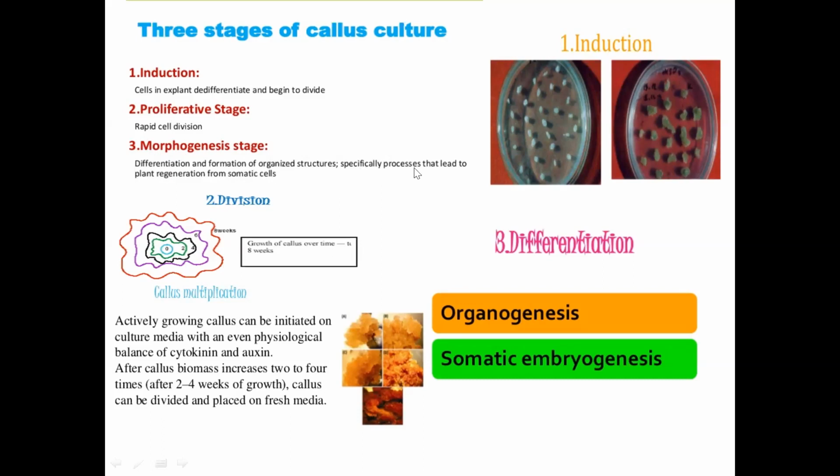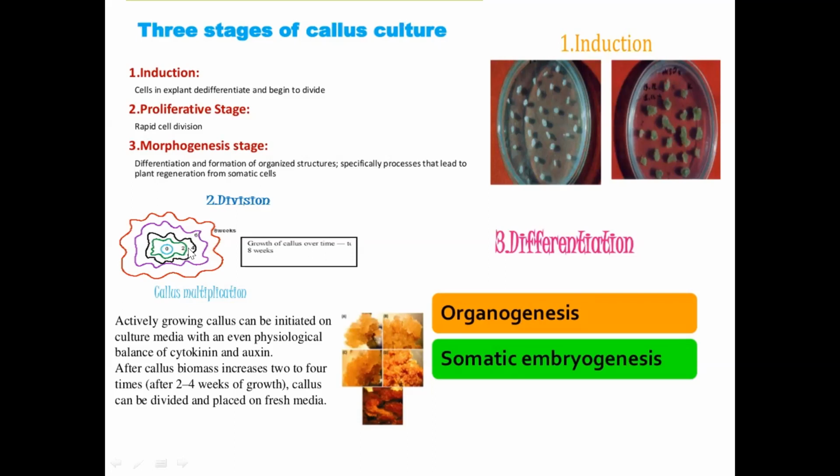So these are specific processes that lead to plant regeneration from somatic cells. Till here it is general. From here it becomes specific. In the morphogenesis stage, it becomes specific. You want shooting, you want rooting, you want embryo, that becomes morphogenesis. So this is the division.